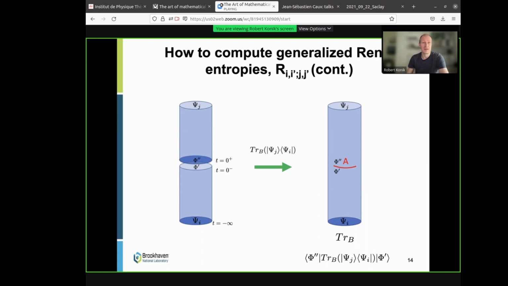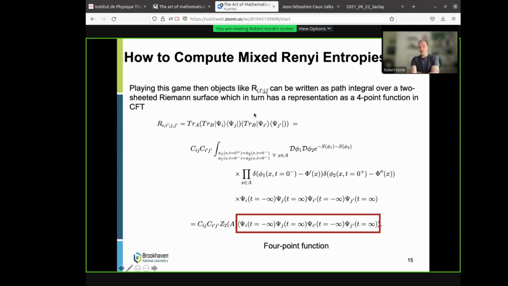So using these path integral representations, we can easily form products of rho A, the reduced density matrix of A, and then compute the object that we're actually interested in by tracing over A. And you end up, up to some normalization, with a four-point function involving four operator insertions at plus and minus infinite time.